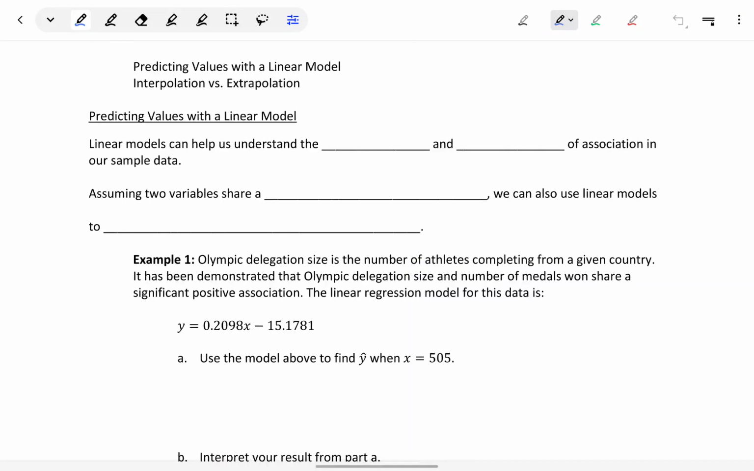Linear models can help us understand the strength and the type of association in our sample data. When we talk about strength, that generally pivots between strong versus weak. And for type, we're talking about either a positive versus a negative association.